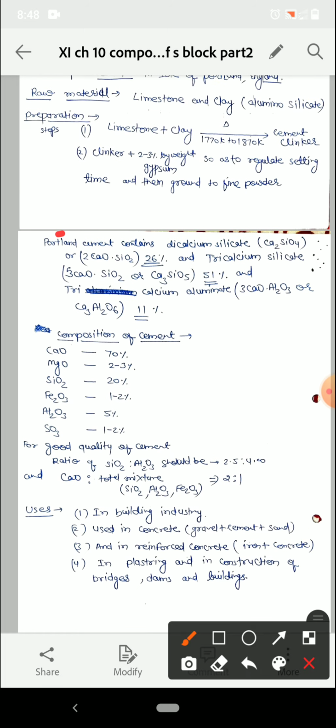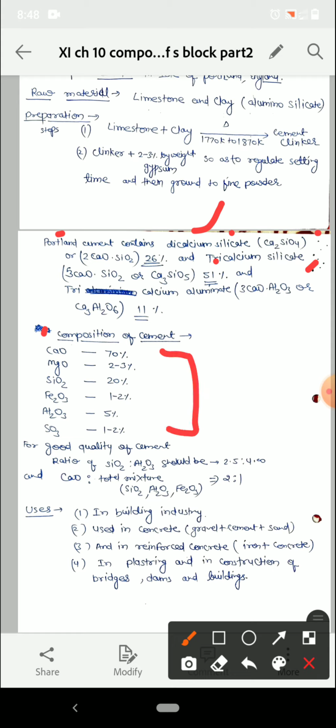Now, what is the composition of Portland cement? It contains calcium silicate, Ca2SiO4, or we can write it as 2CaO.SiO2, 26%, tricalcium silicate 51%, and tricalcium aluminate 11%. So it is a very important composition of Portland cement. Now the composition of cement.